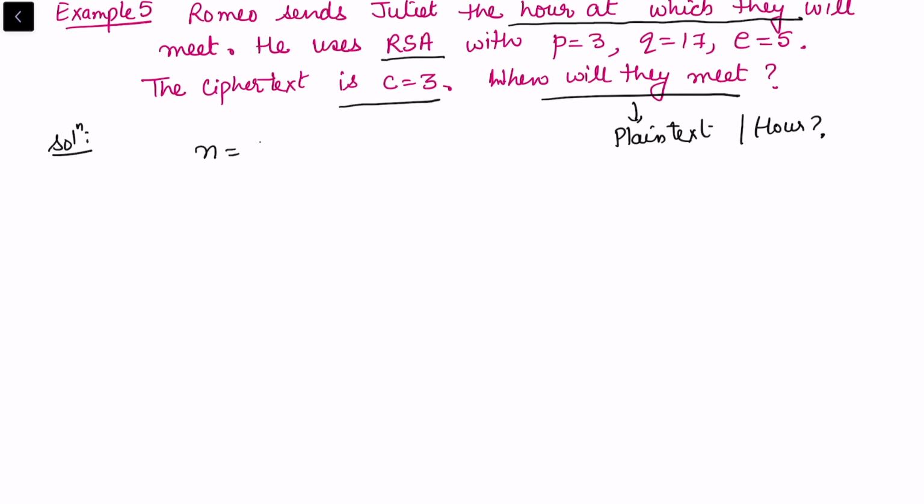So N is equal to PQ, the product of the two primes. In this case we have 3 into 17, which is equal to 51. E, the encryption exponent, is 5. Let's first find what D is.